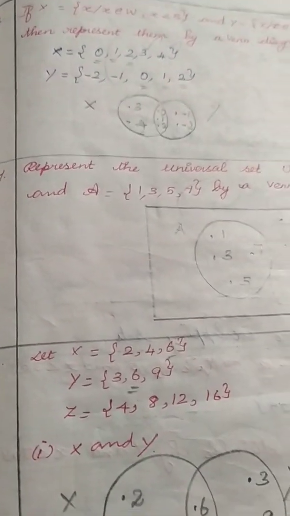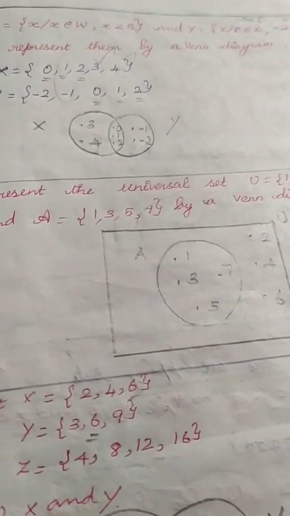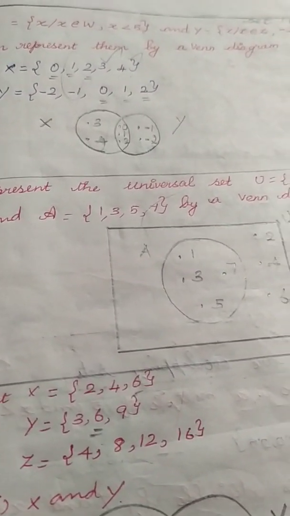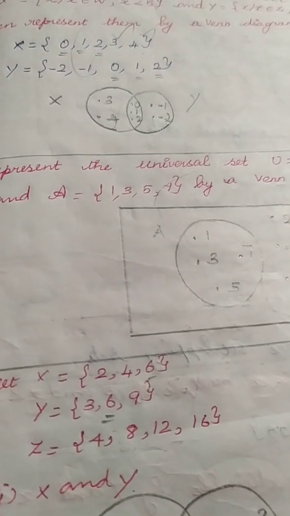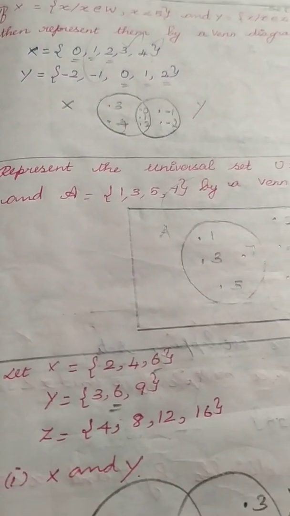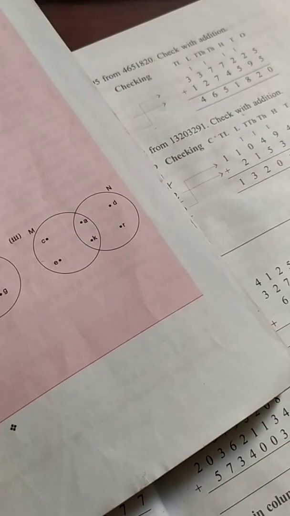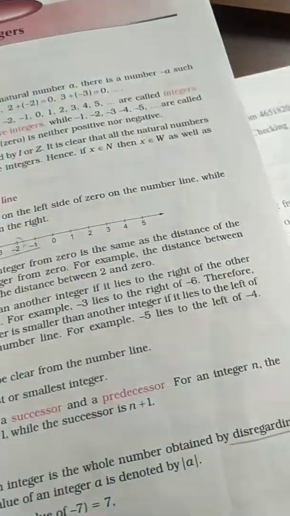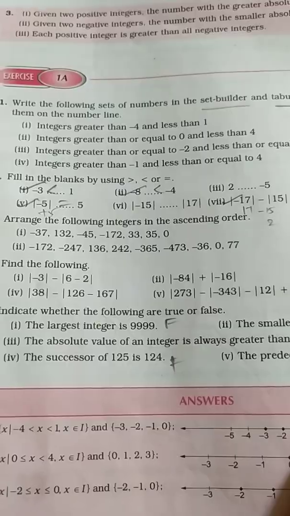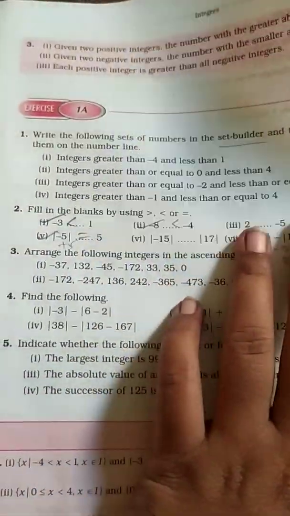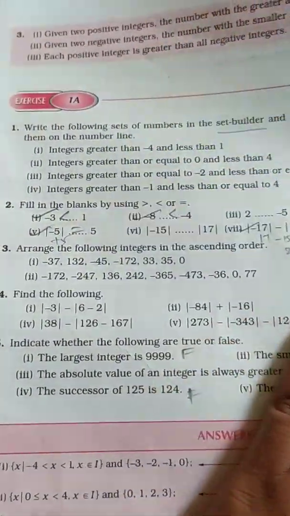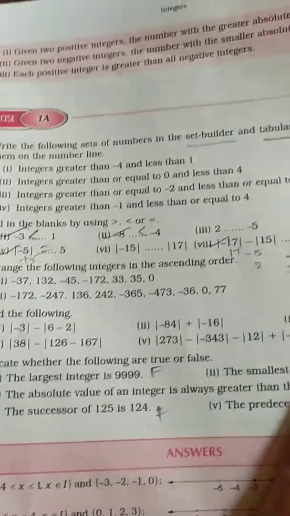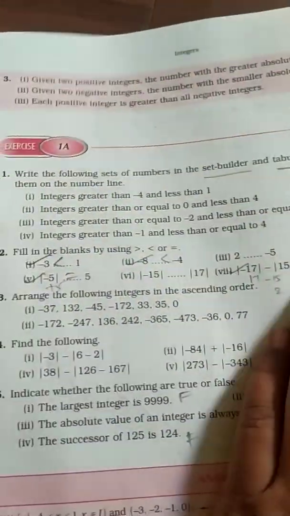So we have learned roster, set builder, and how to say A is equivalent to B as a set. Now, how to draw a Venn diagram. Your first chapter is more or less covered, and chapter 2 is about integers. In integers, exercise 1A is very important. Look at the second one: fill in the blanks using the symbols greater than, less than, or equal to.